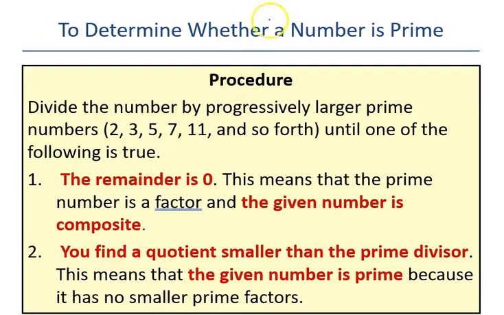To determine whether a number is prime, divide the number by progressively larger prime numbers, 2, 3, 5, 7, 11, and so forth, until one of the following is true. 1, the remainder is 0. That means it's divisible. This means that the prime number is a factor and the given number is composite. 2, you find a quotient smaller than the prime divisor. This means that the given number is prime because it has no smaller prime factors.